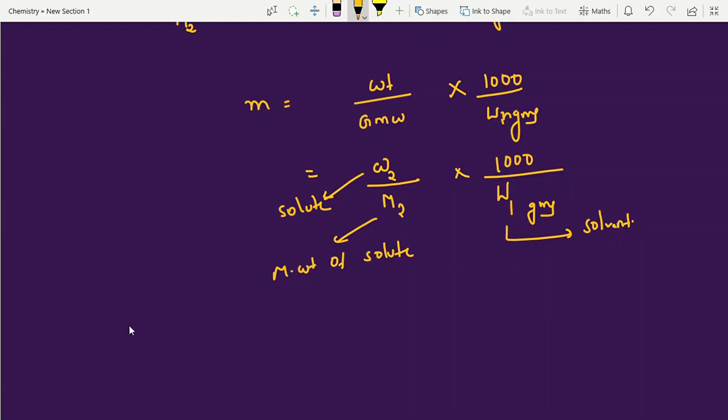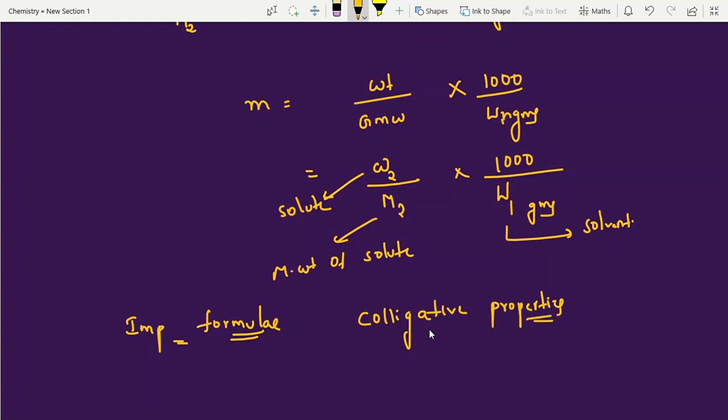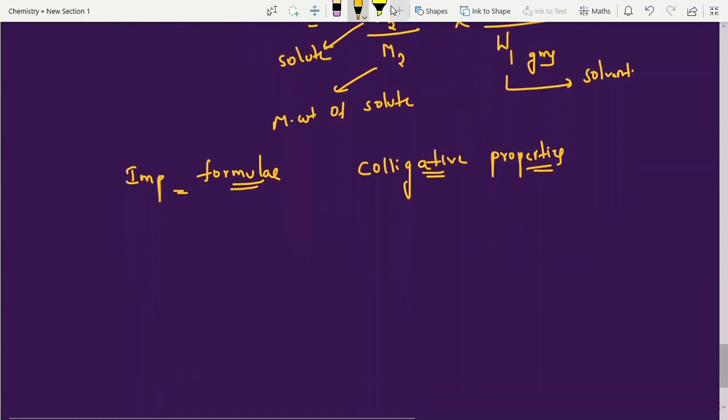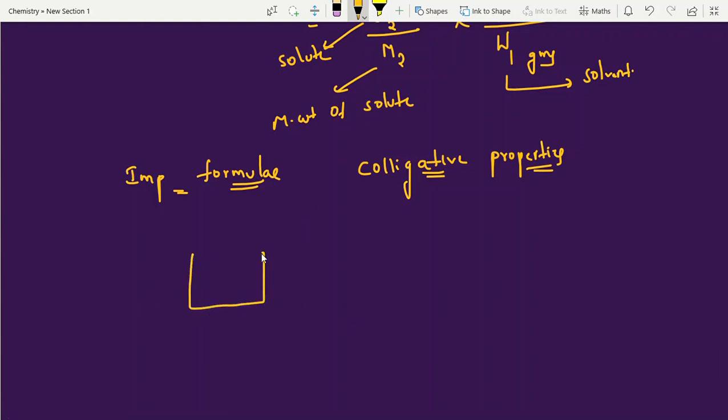Now I am going to give the important formulae. Colligative properties. From colligative properties only we are getting numericals. Colligative properties are properties which depend on the number of non-volatile solute particles. See students, to understand in one shot, I am giving one important trick here. This is solute, this is solvent. What type of solute am I taking? Non-volatile solute. Non-volatile solute means it is not evaporating.